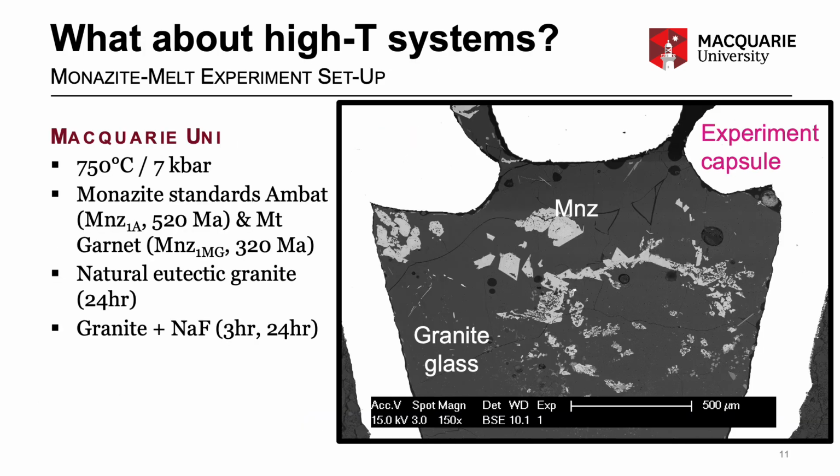Our idea was to do experiments involving monazite and melt. We took 2 monazite standards from the University of Adelaide, the AMBAT standard, which is around 520 million years old, and the Mount Garnet standard at 320 million years old. We placed these 2 monazite standards into a natural eutectic granite, and in a couple of the experiments we added some sodium fluoride to speed up the reaction.